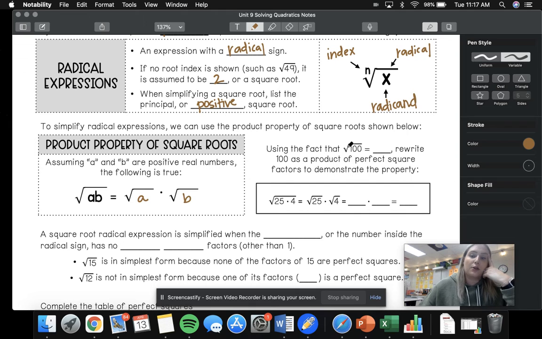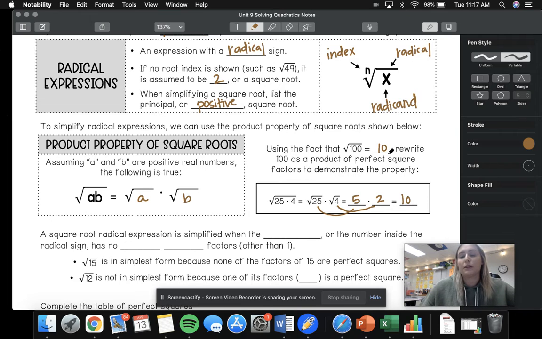Using the fact that the square root of 100 is 10, because 10 times 10 is 100, we can simplify it a different way using perfect squares. We agree that 25 times 4 is 100, so we can break it up into pieces: the square root of 25 times the square root of 4. We know that the square root of 25 is 5, because 5 times 5 is 25, and the square root of 4 is 2. And 5 times 2 is 10. So this is a different way of doing square roots using perfect squares.